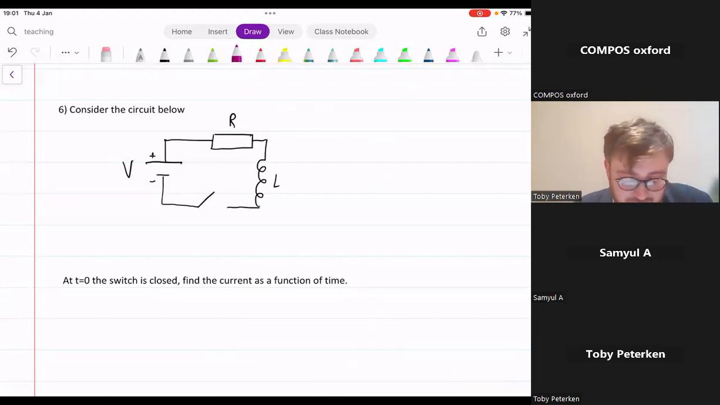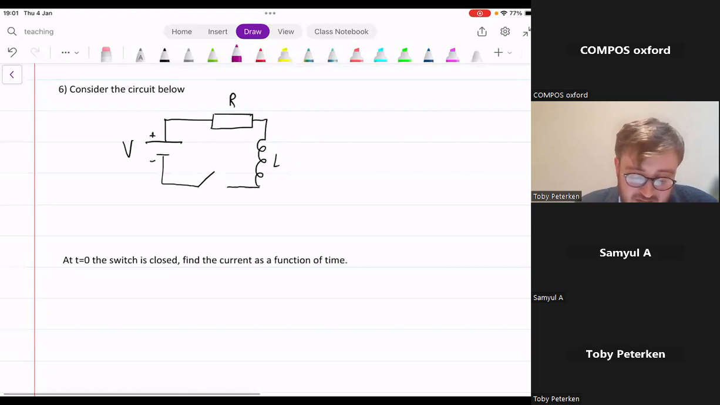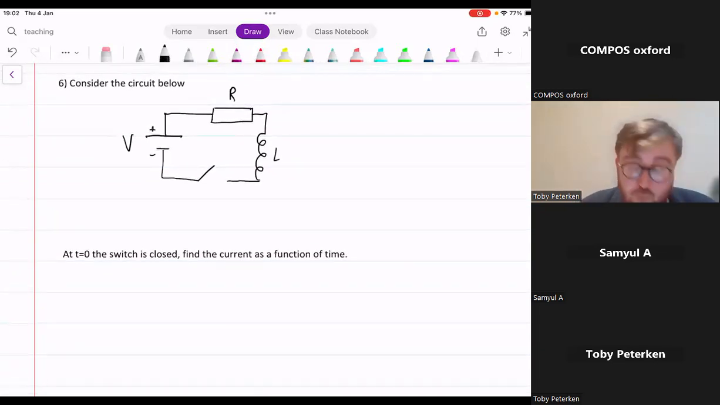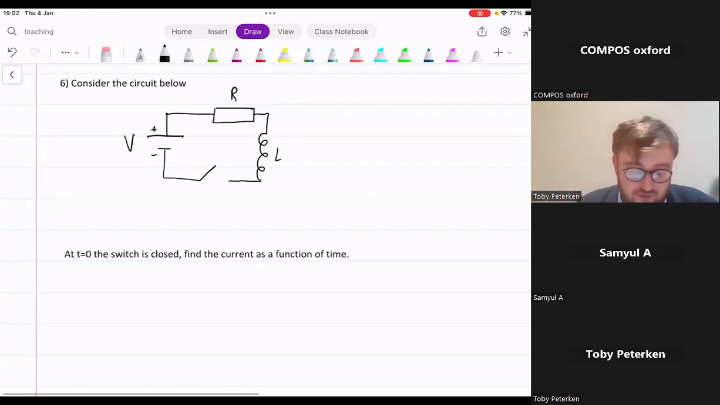This is maybe more of a standard question. So we've got a circuit, and the circuit includes a battery, a resistor, and an inductor. So we're going to look now at what an inductor does. We're going to use Kirchhoff's law to work out how the voltage changes. So remember Kirchhoff's law, as we go round a closed loop, then the total voltage adds to 0.